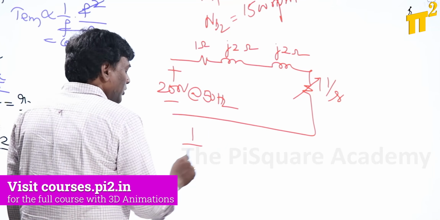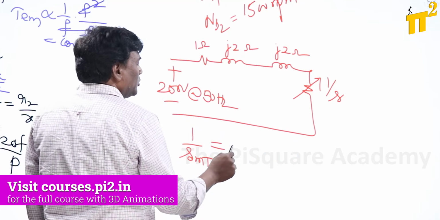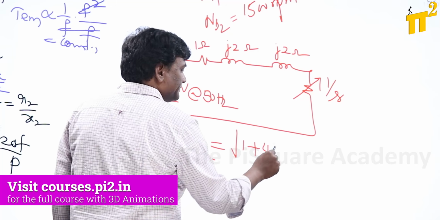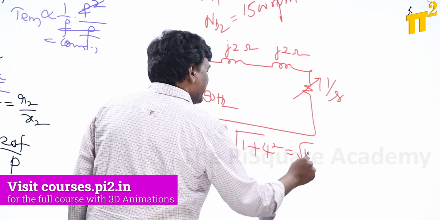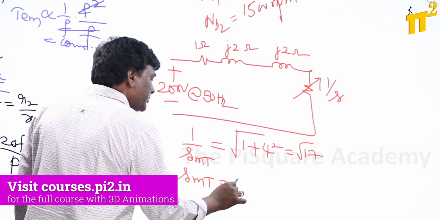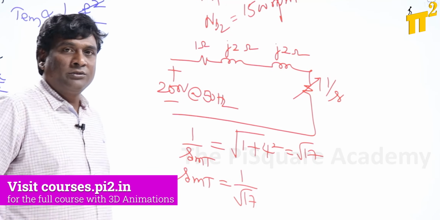So we can write 1 by SMT should be equal to under root of 1 square plus 2 plus 2, 4 square. So this is going to be under root of 17. Okay, so how much should be the slip at which maximum torque occurs? It is going to be 1 by under root of 17, no? 1 by under root of 17.